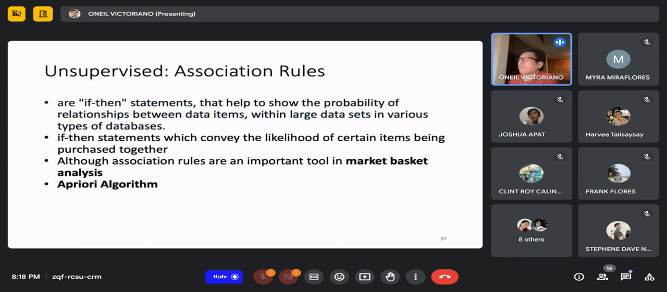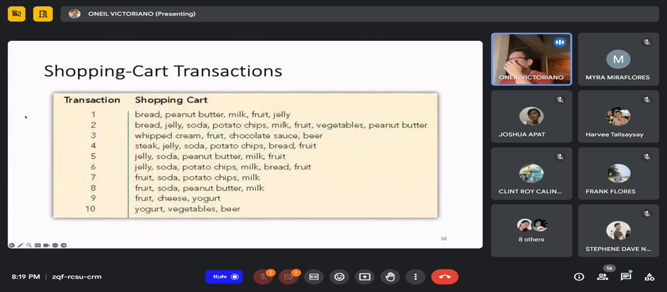Another example of unsupervised is association. Association is an if-then statement. This is the probability of relationship of data items within a large data set in various types of databases. We look at the likelihood of certain items being purchased together. This is an example like market basket analysis, and we have the apriori algorithm. For example, the data looks like this.